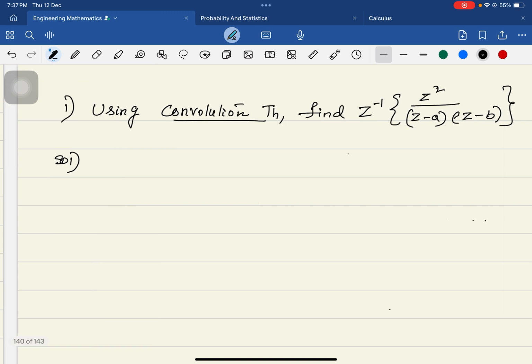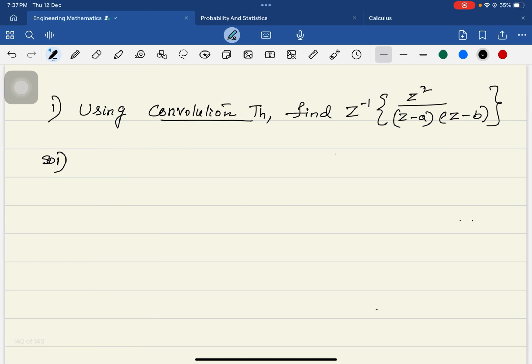Let us now do some problems using the convolution theorem. Find Z inverse of z square over (z minus a) into (z minus b). In the previous lecture, we have already done this type of problem using partial fractions. So when it is asked to find it using partial fractions, well and good, you can use that. But if it is asked using the convolution theorem, you have to use the convolution theorem to solve the problem.